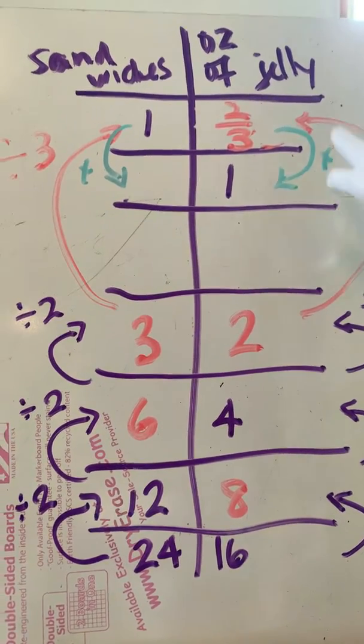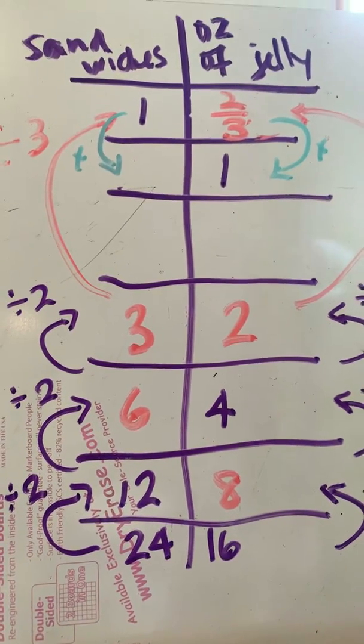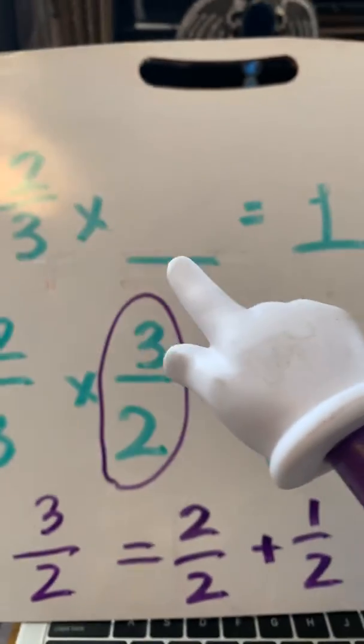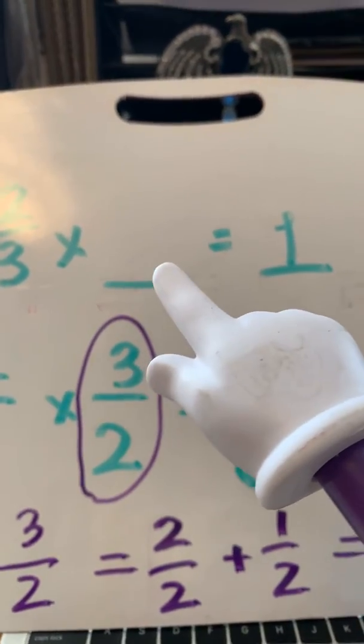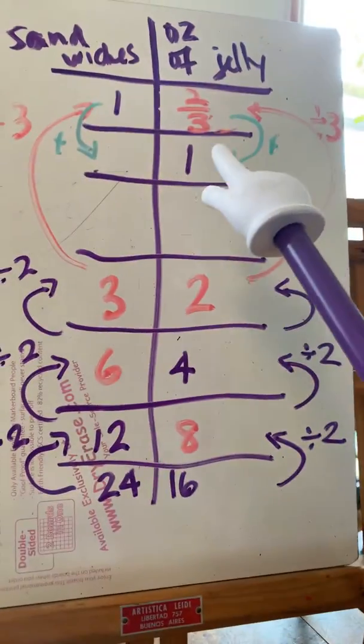Well, we've been using division. You can also use multiplication in these tables. So let's take a look over here. 2/3 times something equals 1. Yes? Because that's what we want over here, is 1.